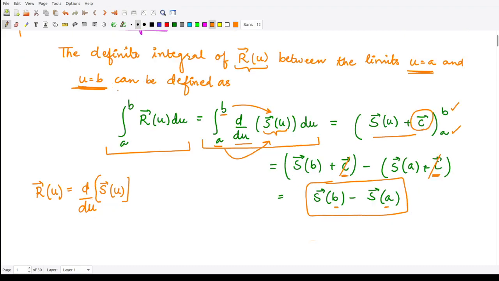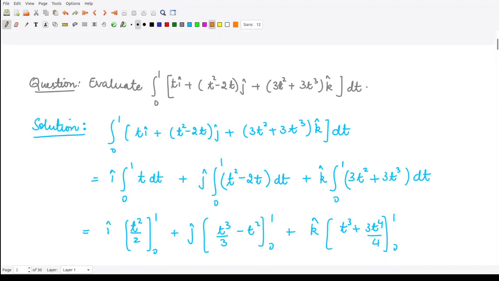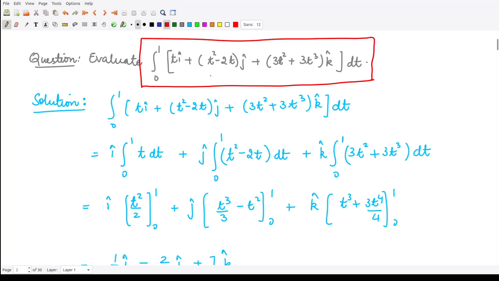Okay, so let us see one problem related to this. Now you might be thinking that this concept of integration is similar to the one which we studied in school, so what's the use? In this question you will see the use of performing this vector integration in a more detailed way. Suppose you wanted to perform the integration of this particular function. Now this is a vector point function having t as the variable quantity. Here we wanted to perform its integration.